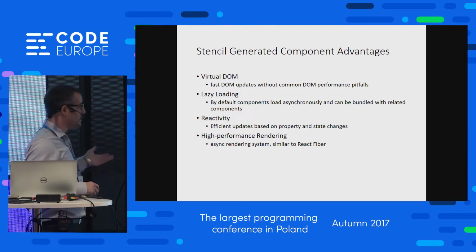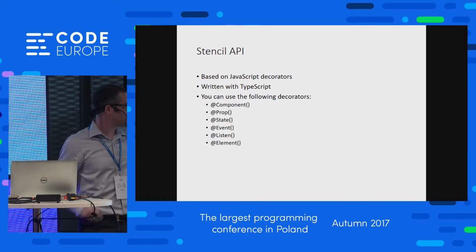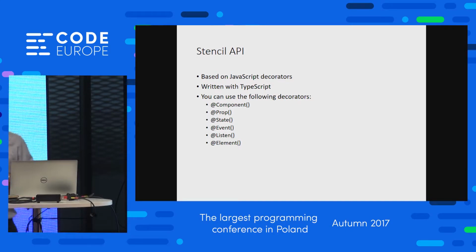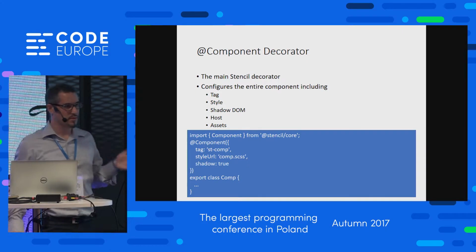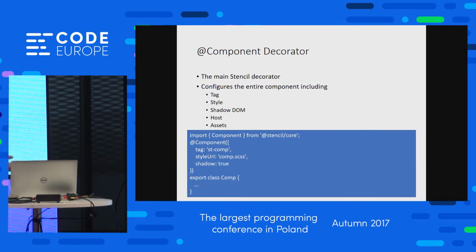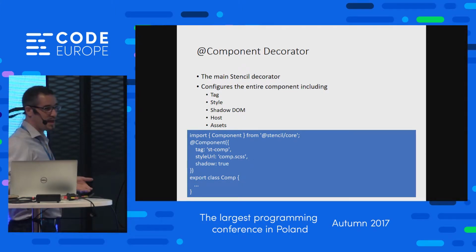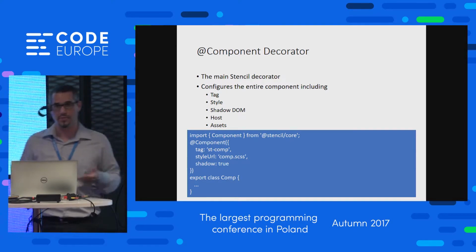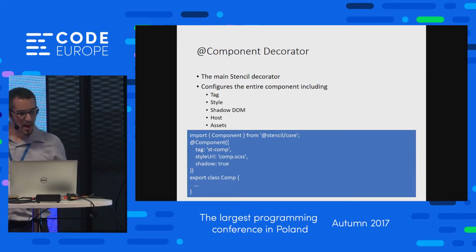The API in Stencil is based on JavaScript decorators. I said that. It's written in TypeScript, and you have a few decorators that you can use in order to create your component. The first one is Component. This is the main decorator. It helps you to configure the tag name that you want to use in your DOM, and the style. It can be .css, or .scss if you prefer SASS.